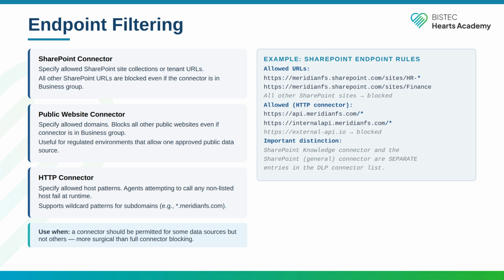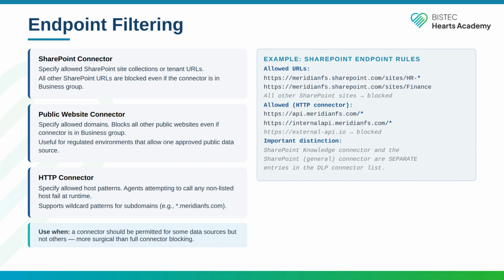The HTTP connector with endpoint filtering accepts allowed host patterns using wildcard notation. For Meridian Financial Services, the appropriate configuration allows their internal API host names, api.meridian.com and internal-api.meridian.com, while blocking all external hosts. Any HTTP request node that attempts to call an unlisted host fails at runtime with a policy enforcement error.